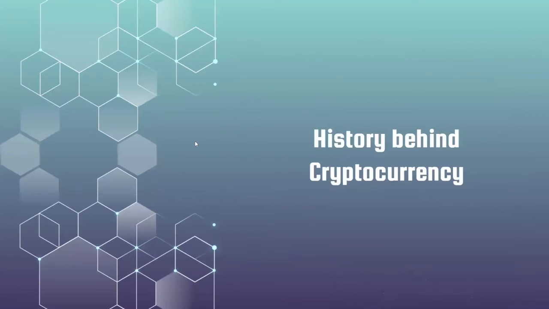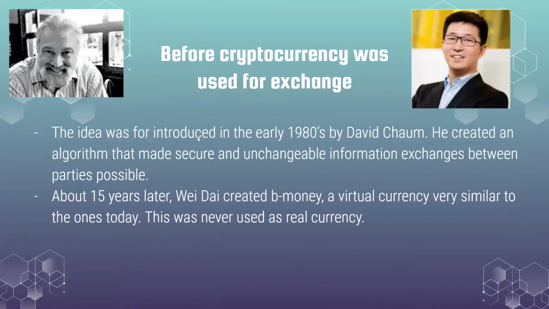The history behind cryptocurrency. Before cryptocurrency was used for exchange, the idea was introduced in the early 1980s by David Chaum. He created an algorithm that made secure and unchangeable information exchanges between parties possible. About 15 years later, Wei Dai created B-Money, a virtual currency very similar to the ones today. This was never used as a real currency, though.